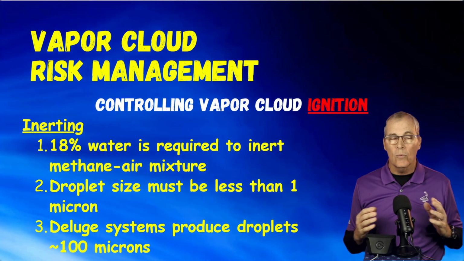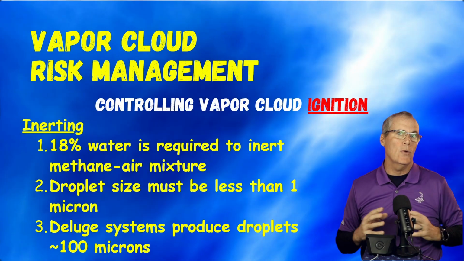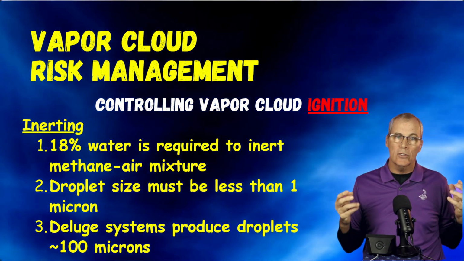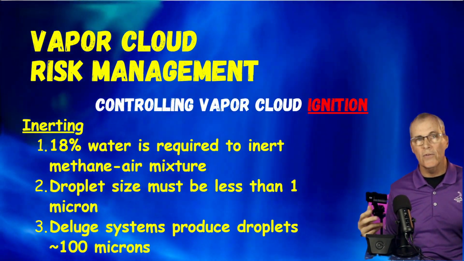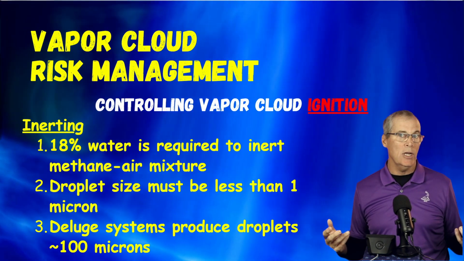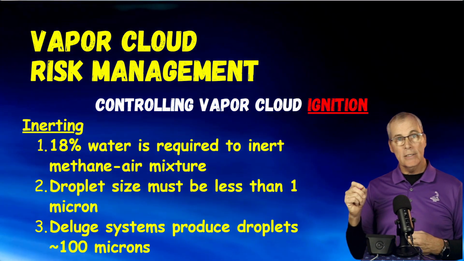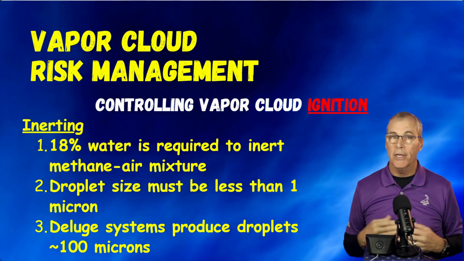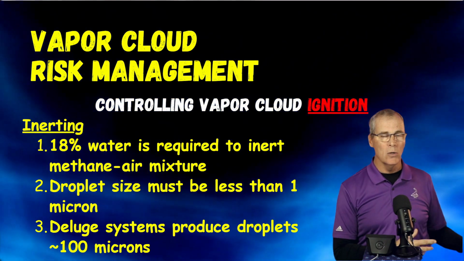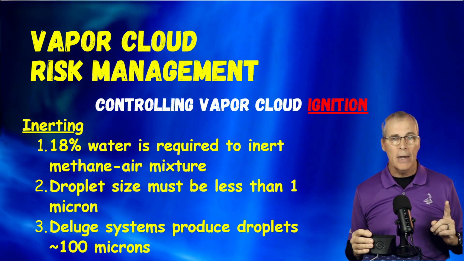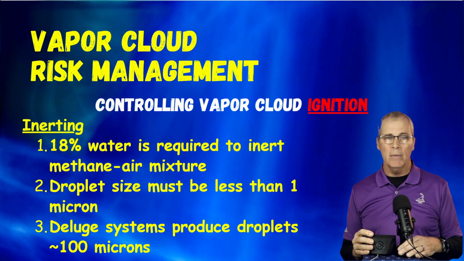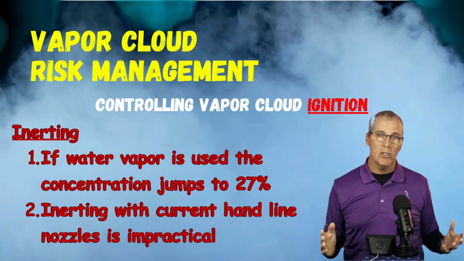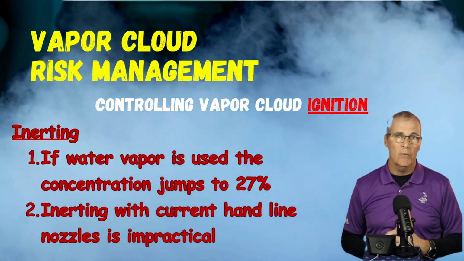When we inert, what we're doing is basically making the cloud so that there's not a sufficient ratio of fuel and air together. We're going to put something in the way, and that water gets in the way of the fuel and air, and you need about 18% of it for it to be effective. Your droplet sizes have to be about 1 micron. That's small, because even what comes out of our deluge systems is 100 microns, right? And what's coming out of our hoses is even bigger than that. So keep in mind that you really have to have a fine mist to start thinking about inerting a cloud. And if you think steam's going to be better, think again, you need 27% more.